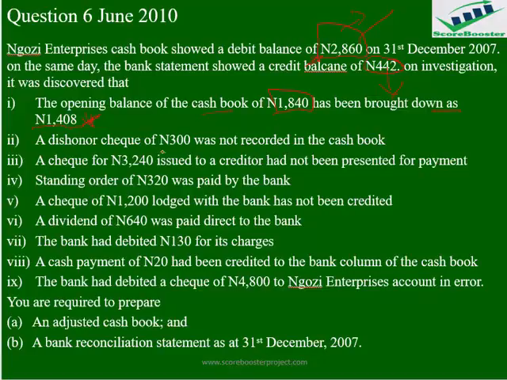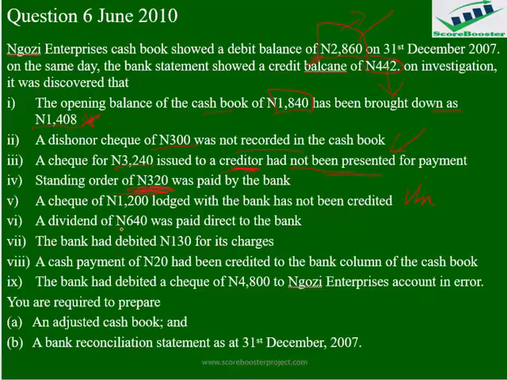An additional check of 300 was not recorded in the cash book. You have an additional check. We have seen how we handle the additional check. Then a check for 3,200 issued to one of your creditors has not been presented. This is an unpresented check. Remember, has not been presented. You know how to do it. A standing order, you give a standing order to the bank. What happened to your standing order? A check of 1,002 lodged with the bank has not been credited. This is an uncredited check. The other one was not presented.